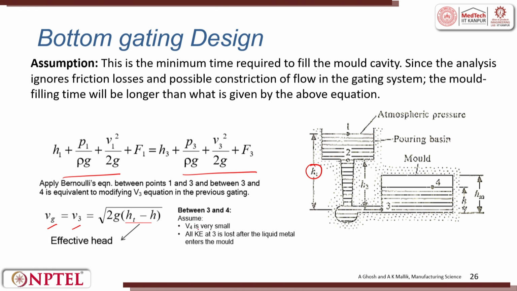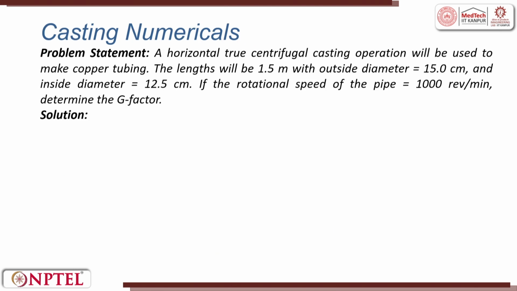So, between 3 and 4, V4 is very small, between these 2 points 3 and 4. All kinetic energy at 3 is lost after the liquid metal enters the mold. So, these are certain assumptions which are taken to calculate or to design the sprue further. Now, here we need to calculate the G factor. It says a horizontal true centrifugal casting operation will be used to make copper tubing. The length will be 1.5 meter with outside diameter as 15 centimeter and inside diameter as 12.5 centimeter. If the rotational speed of the pipe is 1000 revolutions per minute, determine the G factor.